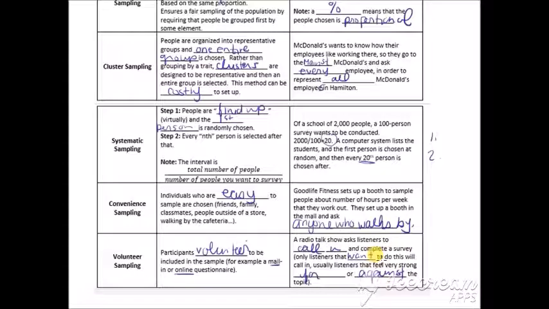Okay, volunteer, a lot of us will get a text message or an email, or maybe when we go into a store, we get something at the bottom of our receipt saying go online and fill out this questionnaire, right? That's voluntary as well.